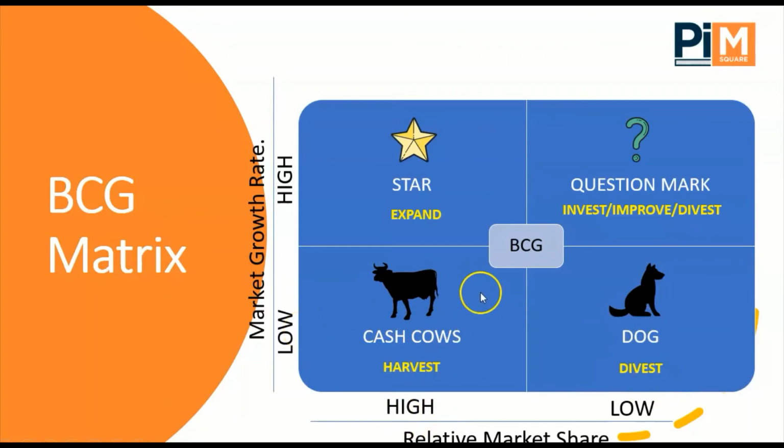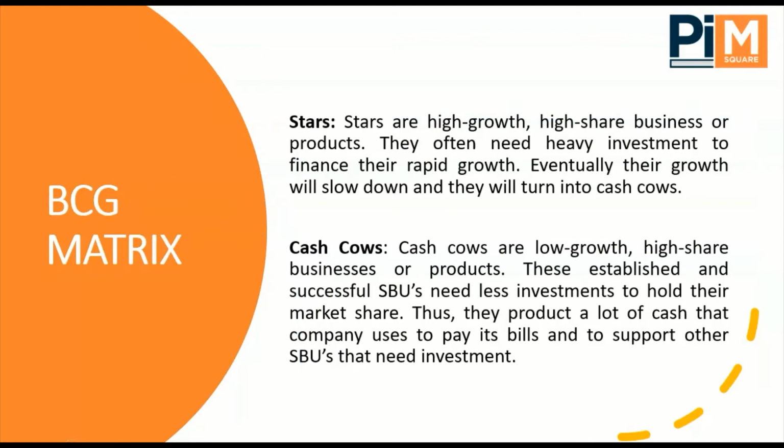So these are four different types of SBUs where you can fit them. So what are the stars? Stars, as discussed, are high growth rate, high share businesses or products. They often need heavy investment to finance their rapid growth. Eventually, their growth will slow down and they will turn into cash cows.